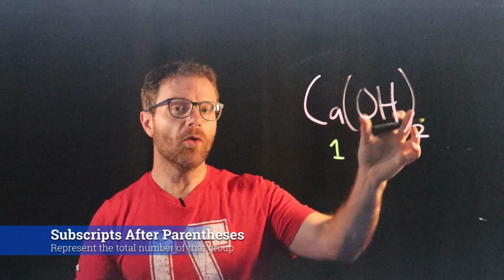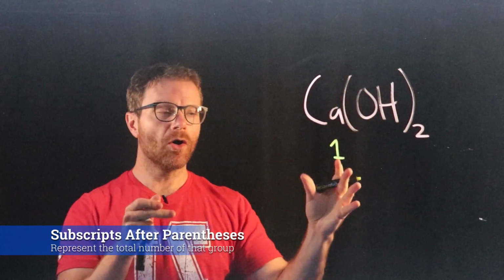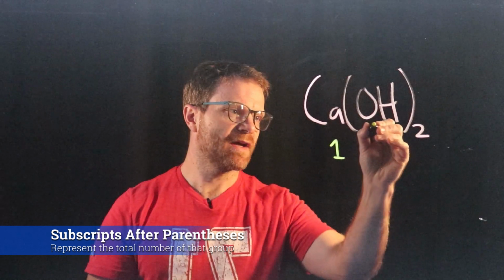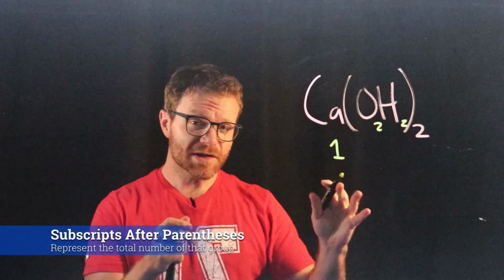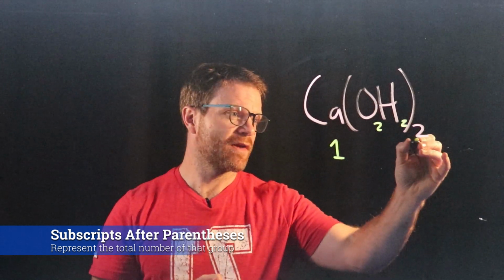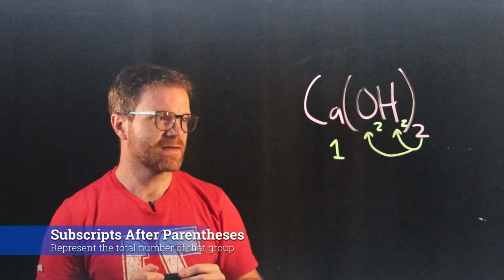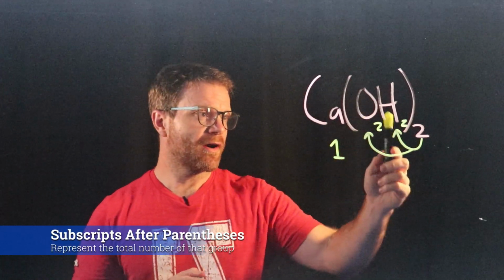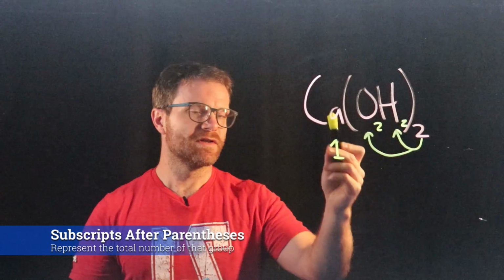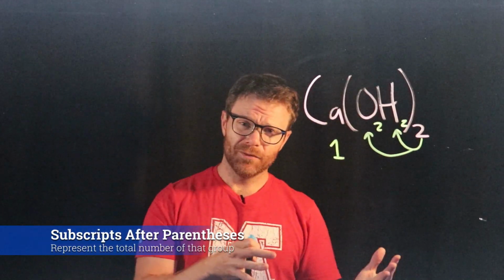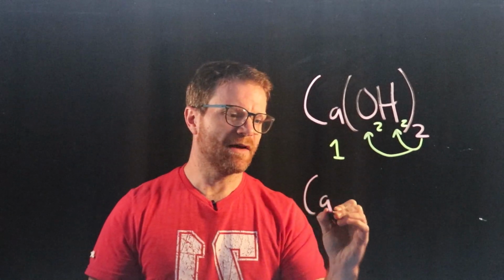and then we have an OH with a 2 outside. So that means 2 OHs. So you could think of this almost as 2 O's and 2 H's. Because just like in math class, if we have a 2 outside the parentheses, we have to distribute it to both things inside the parentheses. So since we have an O there and an H there, that basically means there's 2 oxygens, 2 hydrogens, and 1 calcium. Now, you might be thinking, and correctly so, like why don't we just write it out like this?